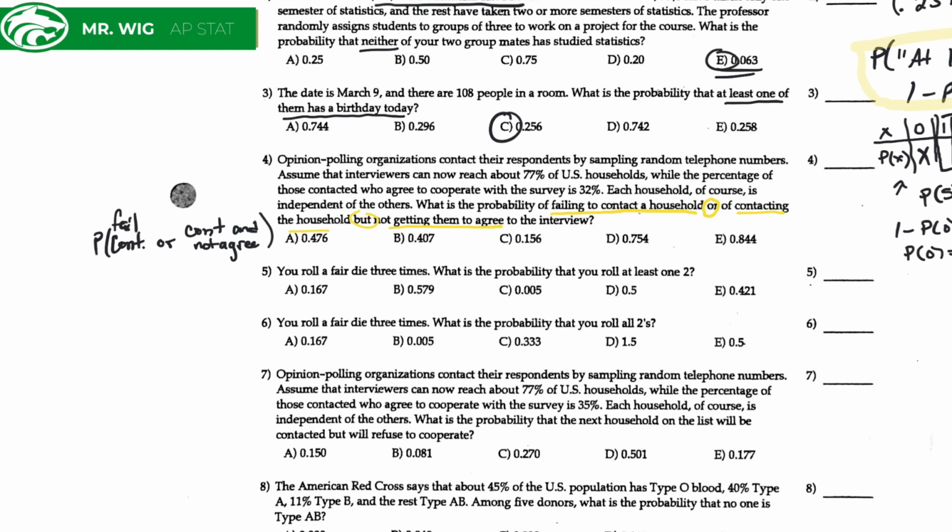We always multiply before we add, so we're going to work it out that way. If I look at the problem correctly, I know that the probability of failing to contact them is going to be 0.23. In this case, we have complementary events. I can either contact the individuals or not, right? So when I can't contact them, then the complement, 1 minus 0.77, gives me the probability of failing to contact them. Or is the addition rule. And in contacting and not agreeing, well, we know that the contacting, there's 77% that are contacted.